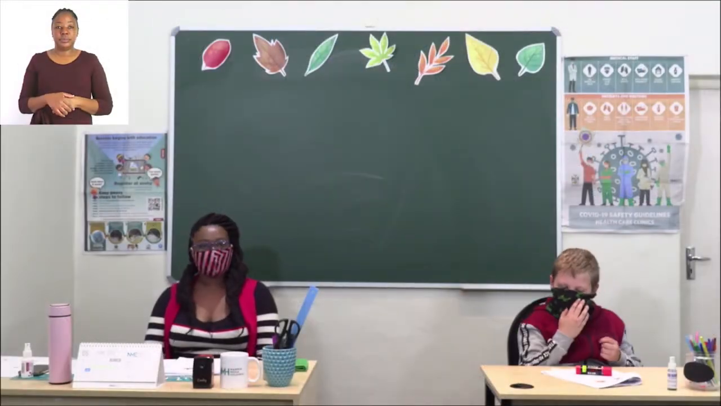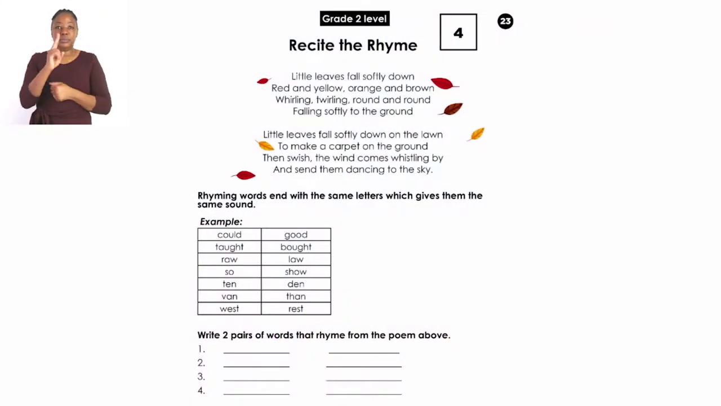Let's now turn to page 23. On page 23, we have a poem that we have to recite, but this time it is a rhyme. I am going to read this poem or this rhyme for you, and you are going to listen. So I am going to read it twice, and then you will read it by yourselves at home.